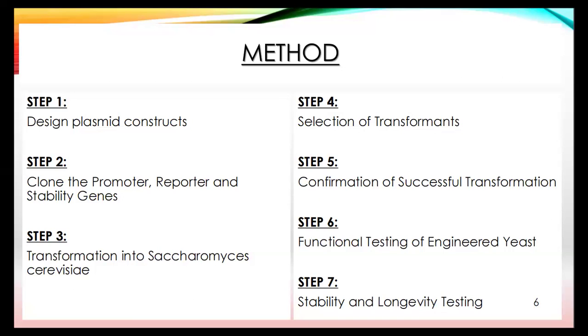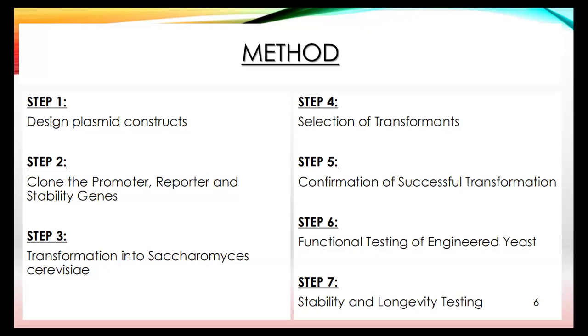Step 4 is selection of transformants, where we are going to grow our yeast cells on SD-URA media. The transformed yeast cells are spread on the media and incubated at 30 degrees for 2 to 3 days. Step 5 is confirmation of successful transformation, where we use colony PCR to confirm the presence of inserted genes, and also sequencing to verify correct insertions.